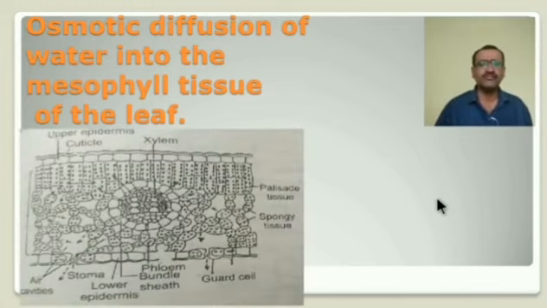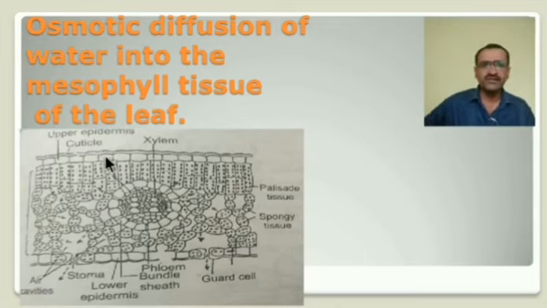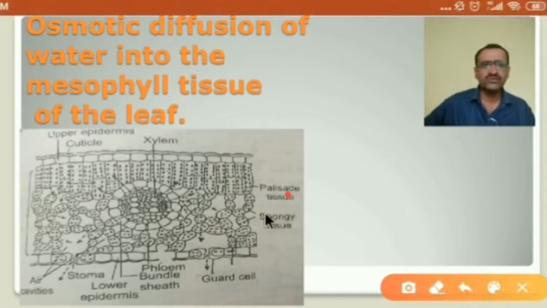This is the diagram of a section of the leaf. This is the outermost layer, the epidermis. On the epidermis there is the cuticle. Beneath the epidermis there is an elongated cell layer, and that is the palisade tissue. Beneath the palisade tissue, loosely arranged cells are shown here, and this loosely arranged tissue is the spongy tissue.